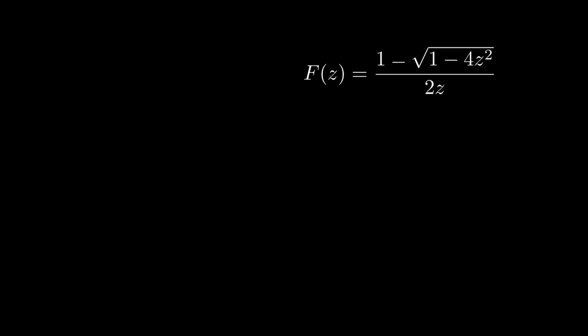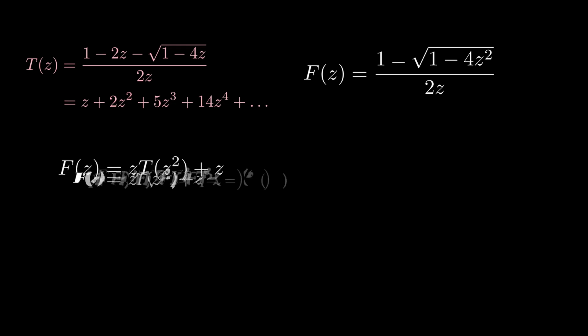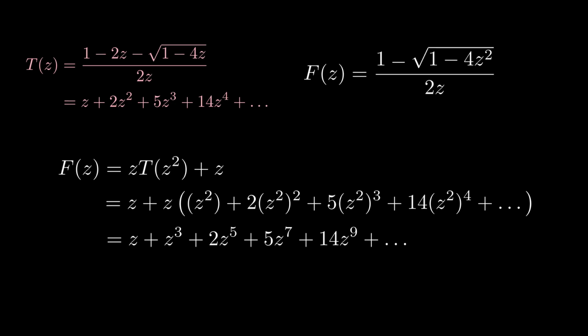If we recall the generating function t of z is equal to 1 minus 2z minus the square root of 1 minus 4z all over 2z, then f of z looks suspiciously similar. Indeed, if we pay close attention, we see that f of z is equal to z times t of z squared plus z. This tells us exactly what the power series for f of z looks like. Other than the first term, this is just z squared substituted into the generating function for t, and then shifted over.